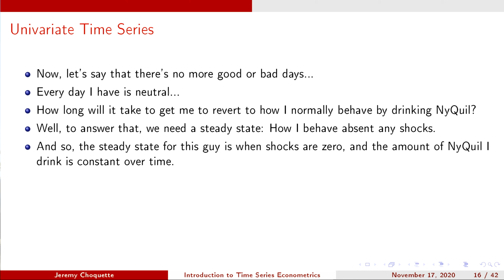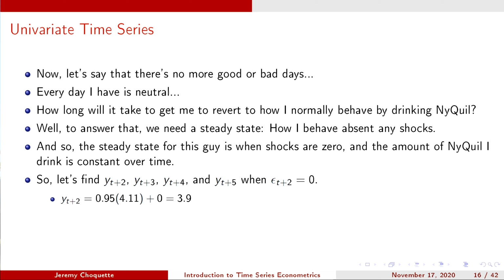The steady state for this guy is when the shocks are going to be 0 and the amount of NyQuil that I'm drinking is constant over time, right? So if I want y t plus 2, t plus 3, t plus 4, t plus 5, when epsilon t plus 2 equals 0, well, y t plus 2, I just plug in what I had for y t plus 1, I get 3.9. Y t plus 3, plug in the 3.9 from y t plus 2, and I get 3.7. And again, that epsilon term, that shock, is 0 because it's a neutral day, right?